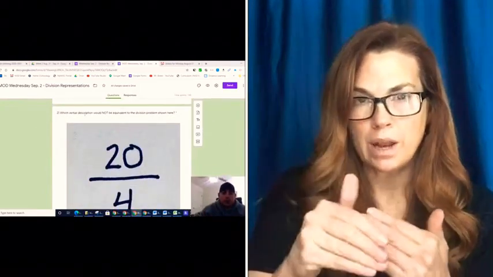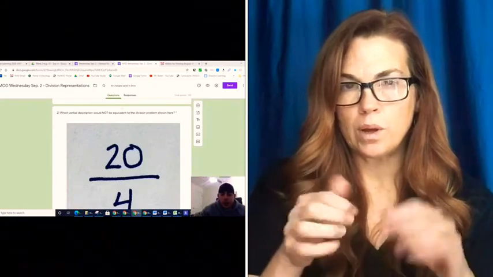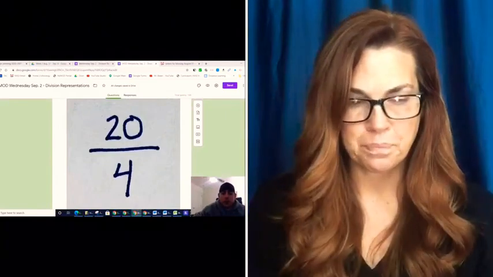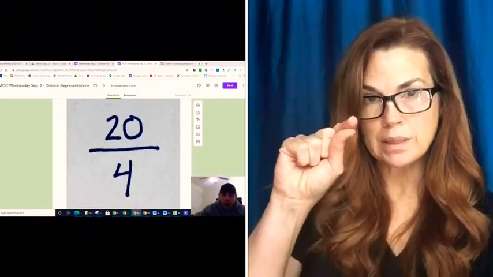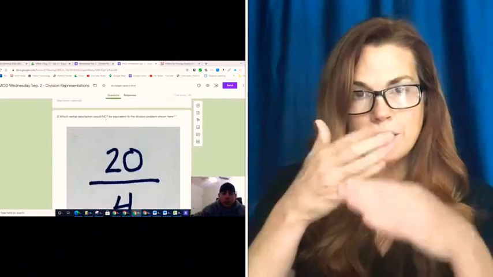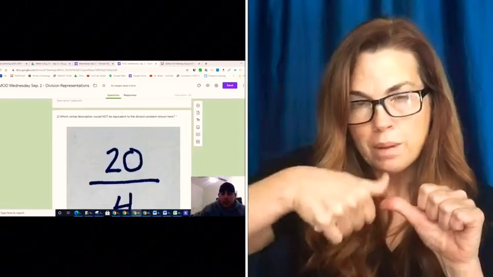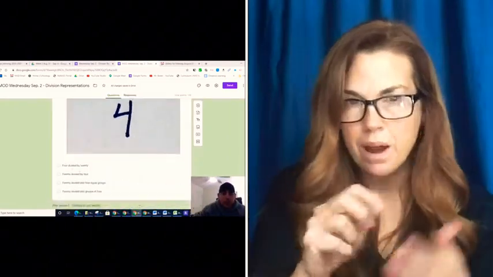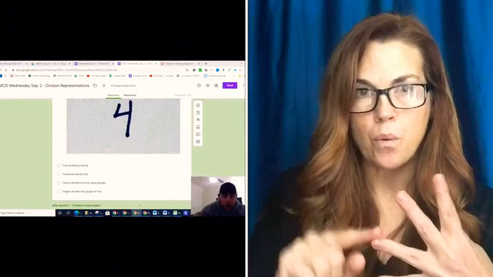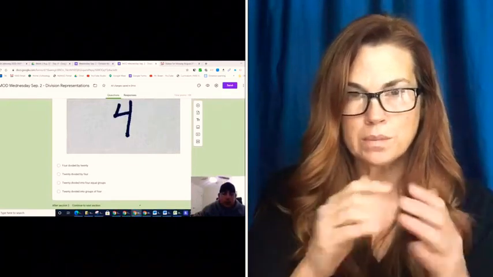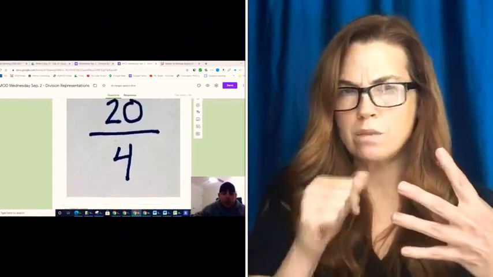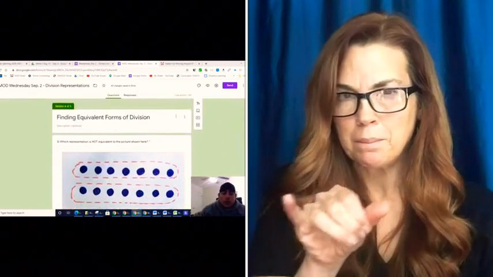This one says which verbal description would not be equivalent to the division problem shown here. Okay, so first we need to read this division problem, and it's 20 divided by 4, because 20 over 4 is just 20 divided by 4. And remember, we're looking for which one does not represent this problem below. Okay, so I have 4 divided by 20, 20 divided by 4, 20 divided into 4 equal groups, and 20 divided into groups of 4. Okay, so one of these does not represent this problem above. Okay, so once you select your answer, click Next, it'll take you to problem number 3.